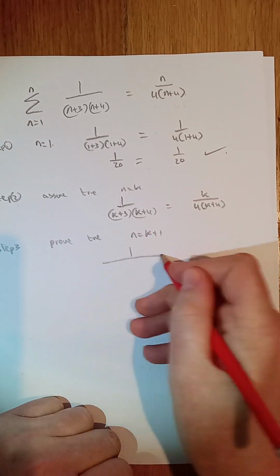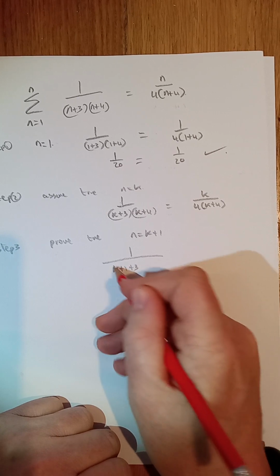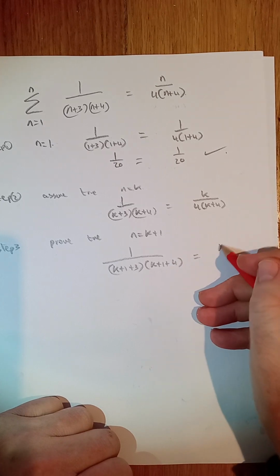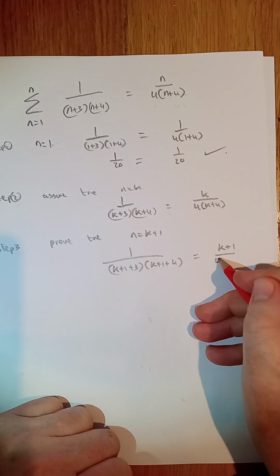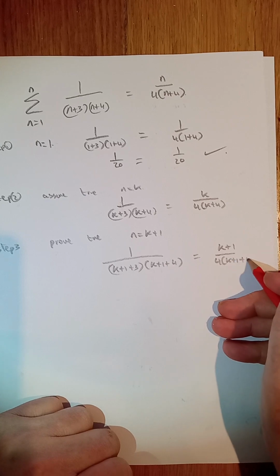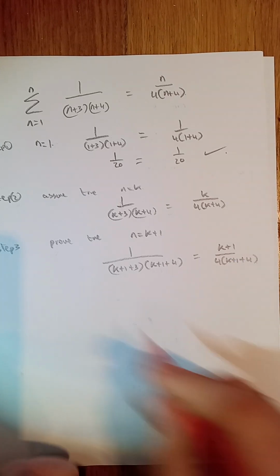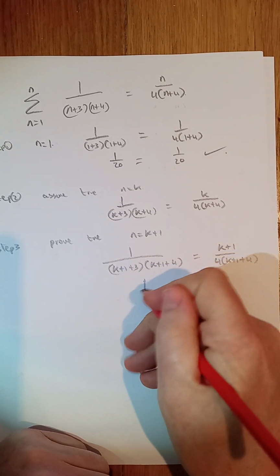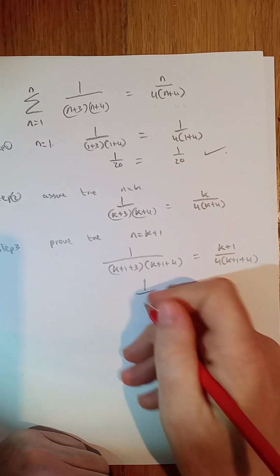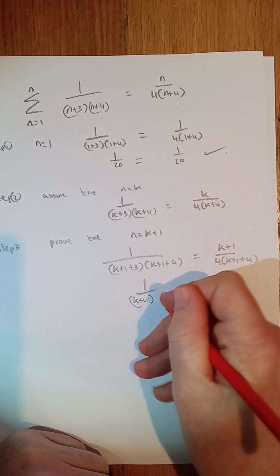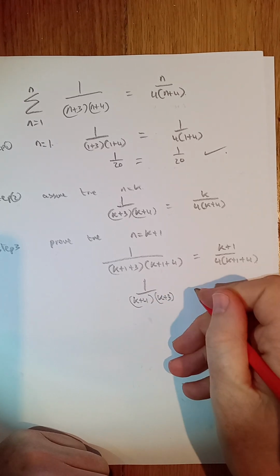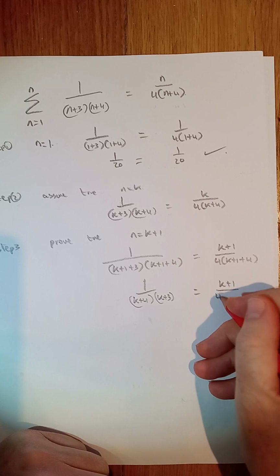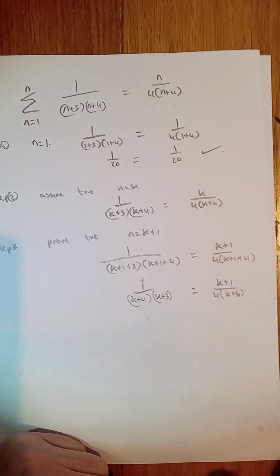So that's 1 over k plus 1 plus 3 times k plus 1 plus 4 is equal to k plus 1 over 4 on k plus 1 plus 4. Right, so let's tidy this up before we prove it. Okay, so that's 1 over k plus 4 and k plus 5 equal to k plus 1 over 4 on k plus 5. Now, you're thinking to yourself, well, how am I going to prove that?